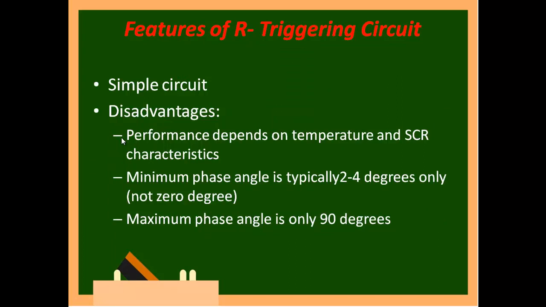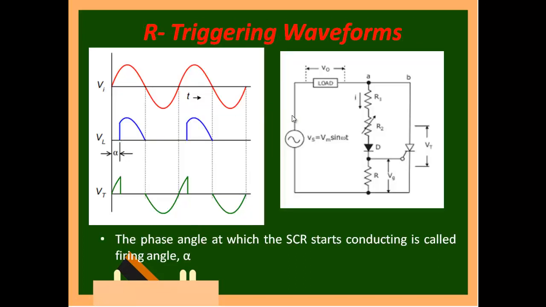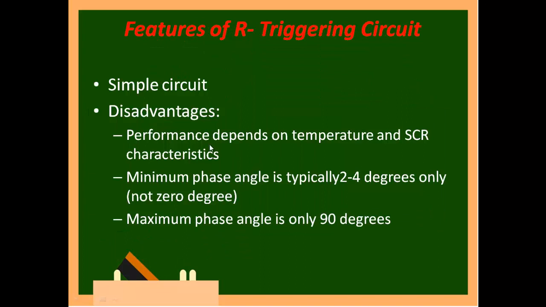Disadvantage: performance depends on temperature. That is, the value of resistance will change with respect to temperature. If I manufactured in Europe and I have brought it to India, then the room temperature itself will vary. Because of the variation in room temperature, the resistance will change. If the resistance changes, then alpha will also vary. You may think you are firing at 60, but it will fire at 30 degree itself. When you think you will fire at 30, it can even fire at 10 or even at 0. So that is the disadvantage. The performance depends on temperature and the SCR characteristics.